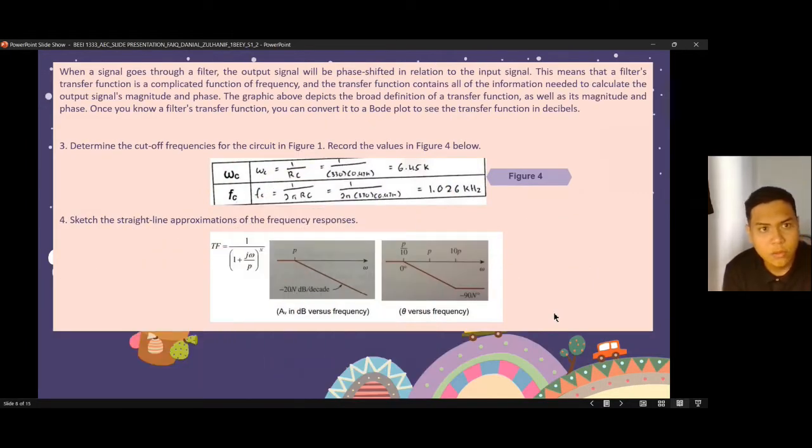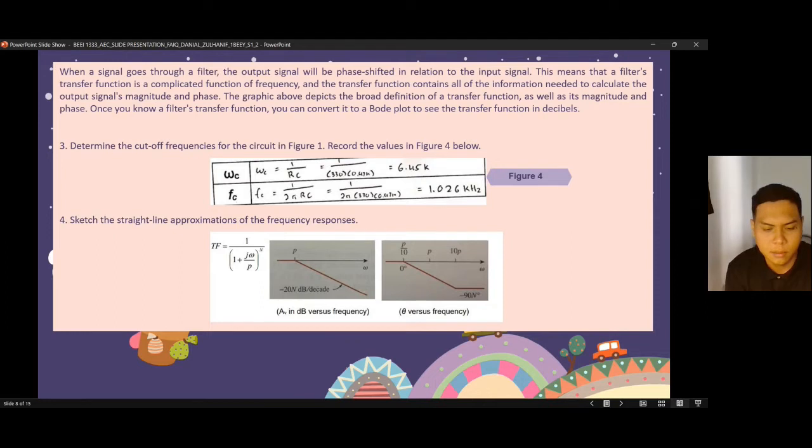When a signal goes through a filter, the output signal will be phase shifted in relation to the input signal. This means that the filter's transfer function is a complicated function of frequency, and the transfer function contains all of the information needed to calculate the output signal's magnitude and phase. The graphic in the previous slide depicts the broad definition of a transfer function, as well as its magnitude and phase.